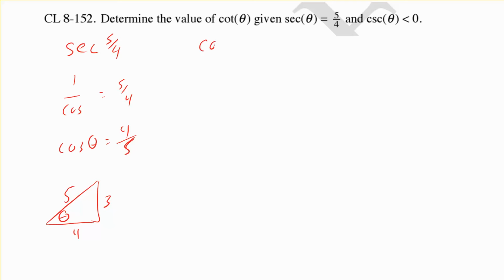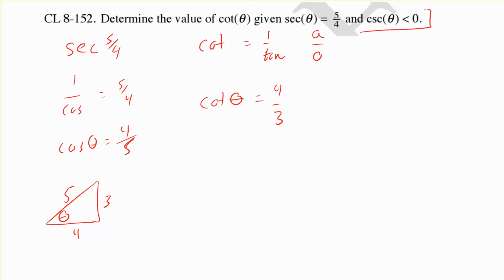Cotangent is 1 over tan, which would then be tan is opposite over adjacent, so that would be adjacent over opposite. So the cotan of theta is going to be 4/3.